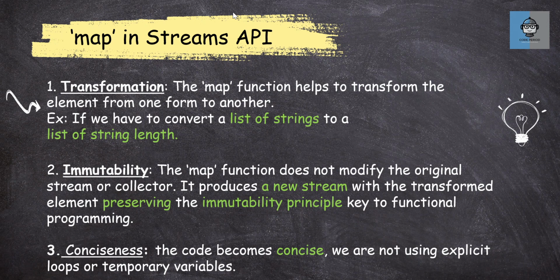Secondly, immutability. Now, whenever we are using map, a new stream is created. It is not that the original stream is getting modified. So in this way we are totally being in line with functional programming by preserving the immutability principle. And so that is what is expected.